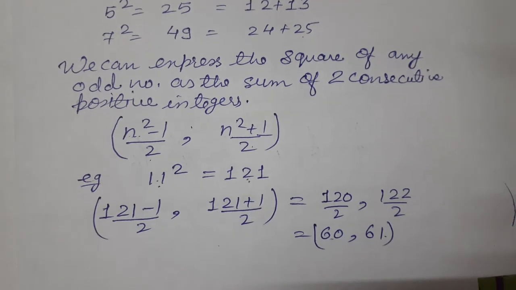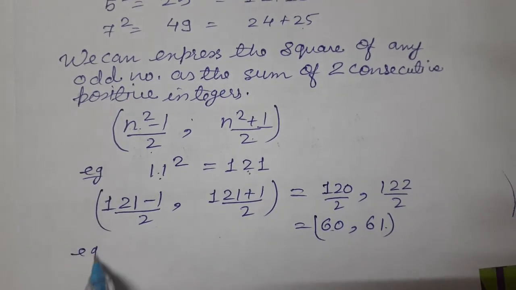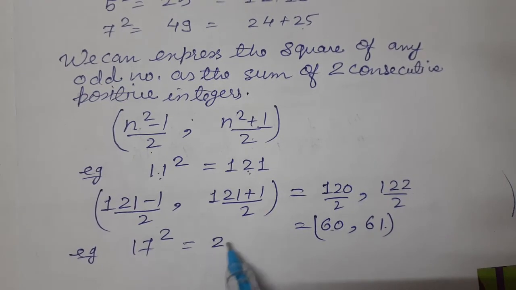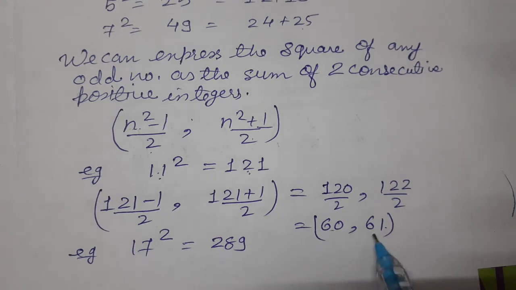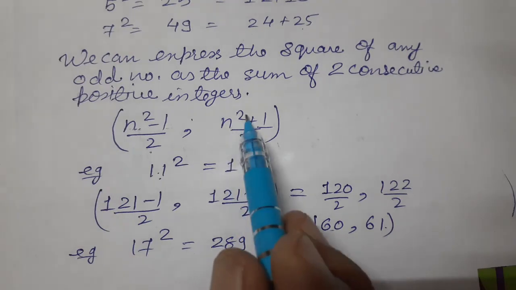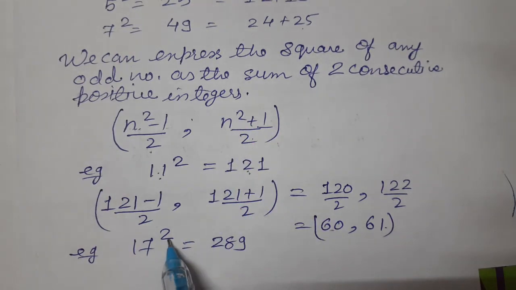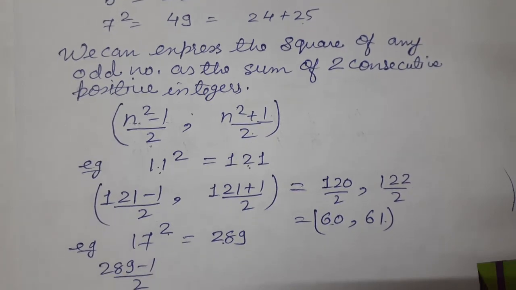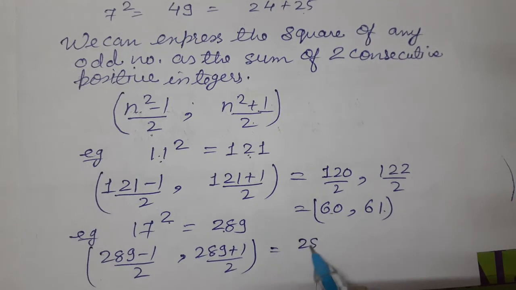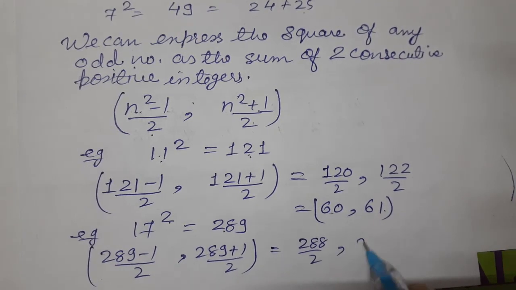Now see one more example. Ek example aur dekh lete hain. Suppose 17 square. Now we have to express 17 square as the sum of two consecutive numbers. So again, we'll apply this formula, n square minus 1 by 2 and n square plus 1 by 2. So n square is 17 square only and 17 square is 289. 289 minus 1 by 2 and 289 plus 1 by 2. So we'll get 288 by 2 and 290 by 2.